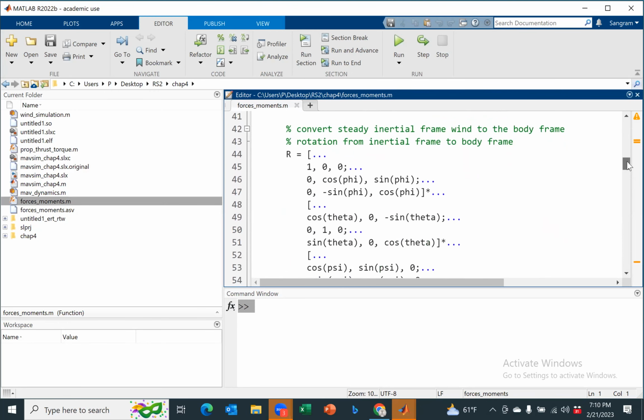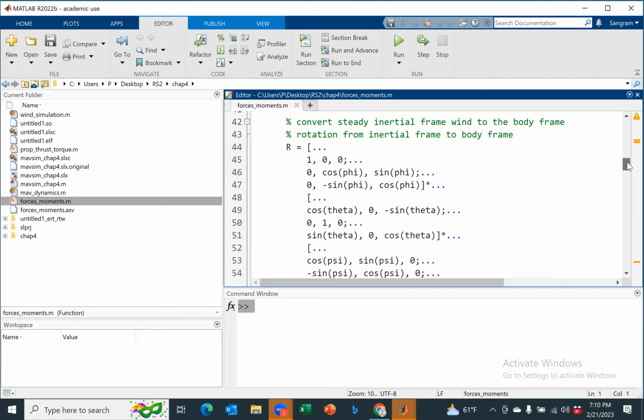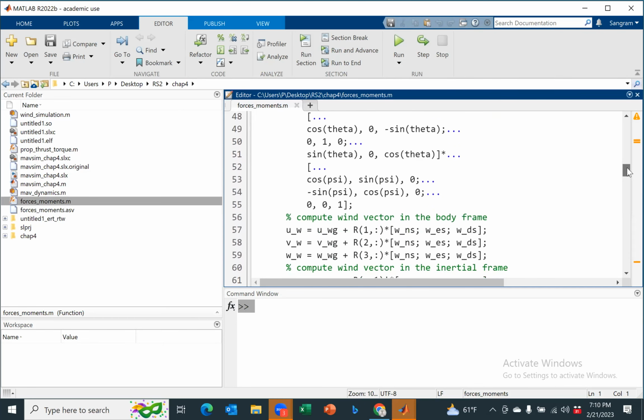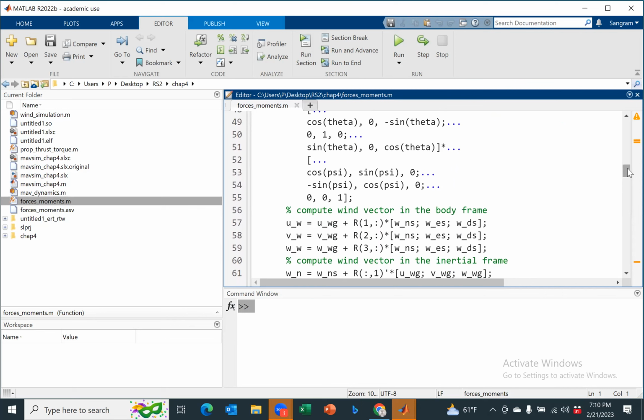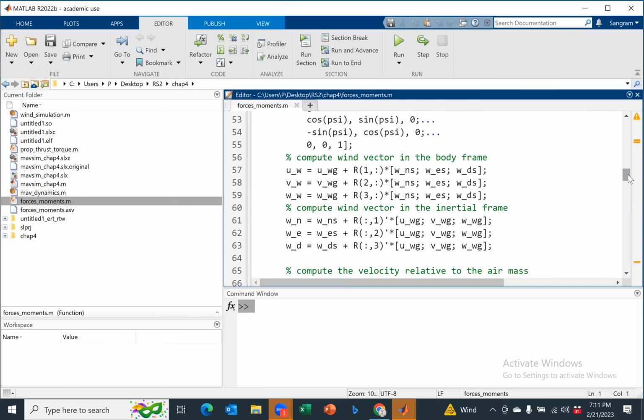Next, what we need to do is use the rotation transformation. This is the same direction cosine matrix that is given in the textbook. And then we need to find out the wind vector in the body frame. So it is very simple. You have UWG, VWG, WWG, and these components of wind. Then you find the component of wind in the body frame. Then you want to find the component of the wind in the inertial frame. Basically take the transpose and then transfer it back.